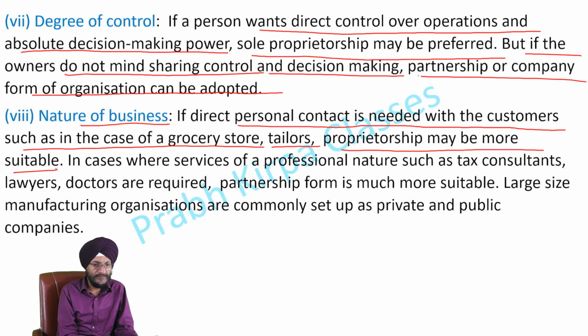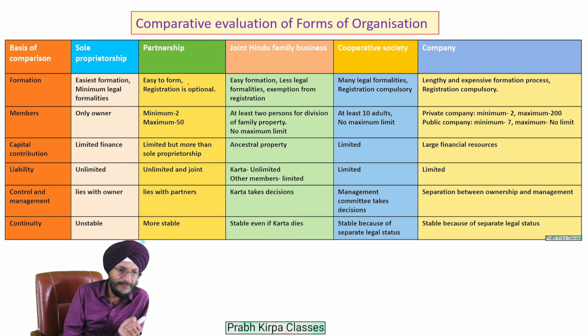Now here we will do the comparative evaluation of different forms of organization. First is formation. Sole proprietorship form can be easily formed and minimum legal formalities are required to be fulfilled. In the case of partnership, it is easy to form. Registration is optional in the case of partnership. It is easy to form joint Hindu family business. Less legal formalities are there and there is exemption from registration.